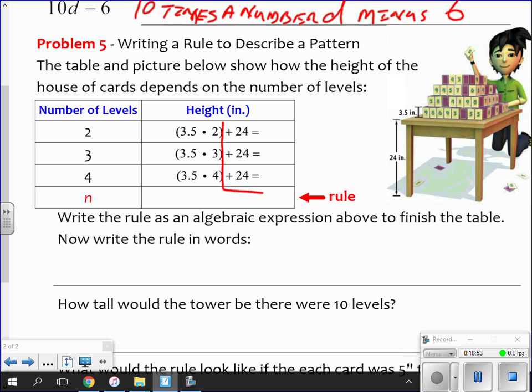So my plus 24 is the same every single time. It does not matter how big or small the house of cards is, I'm going to be at least 24 inches off the floor every single time.